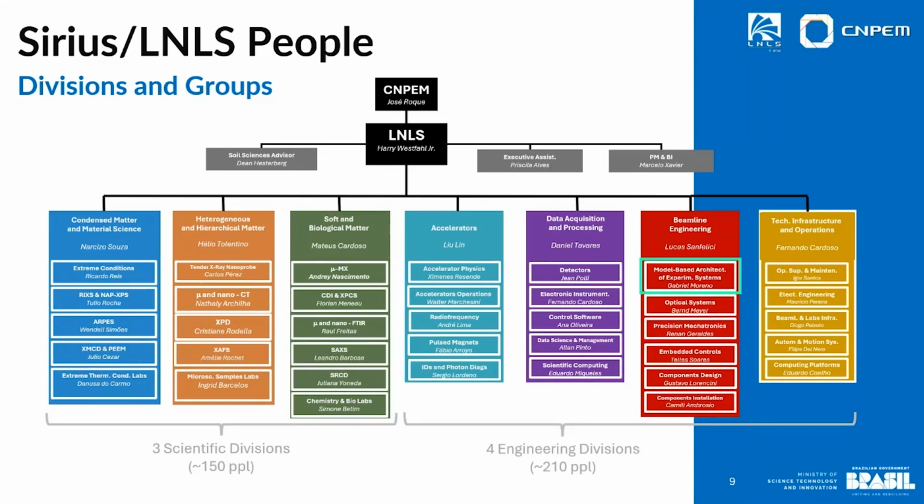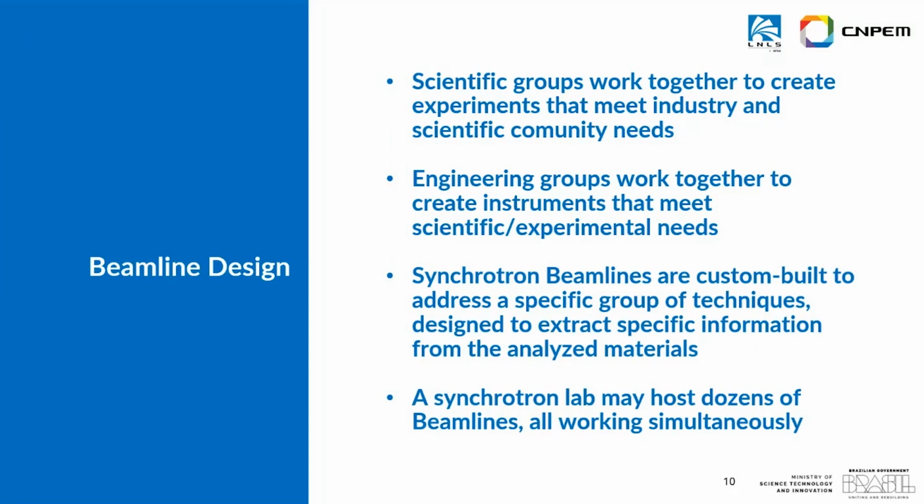We actually work with all the other groups to build and maintain beamlines throughout their full life cycle, right? So in essence, for the beamline design to take place, the scientific groups work together to create experiments that meet industry and scientific community needs. The engineering groups then work together to create these instruments that meet the experimental needs. And every one of the beamlines that are here is custom built to address a specific group of techniques designed to extract specific information from all the analyzed material.